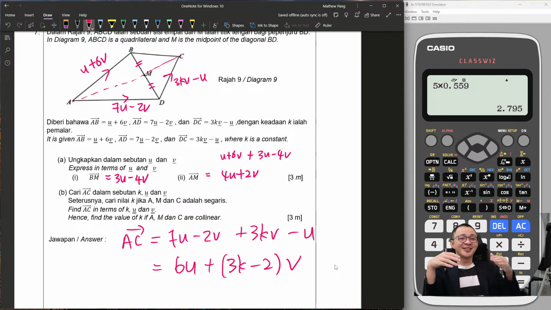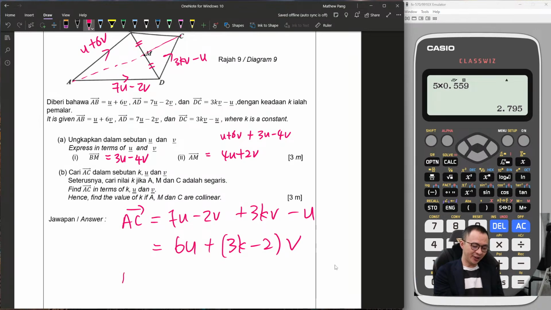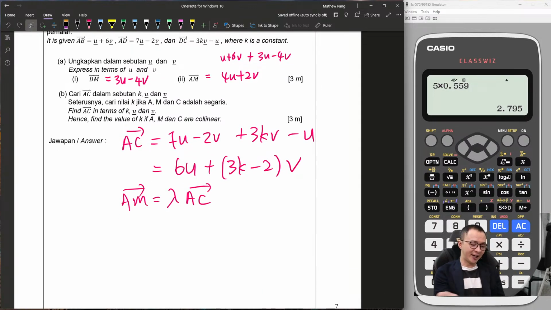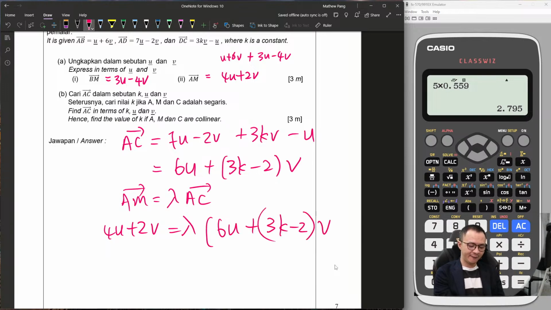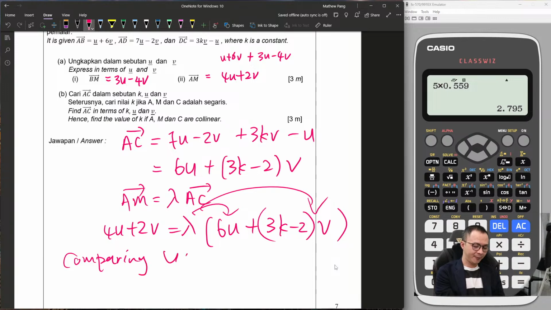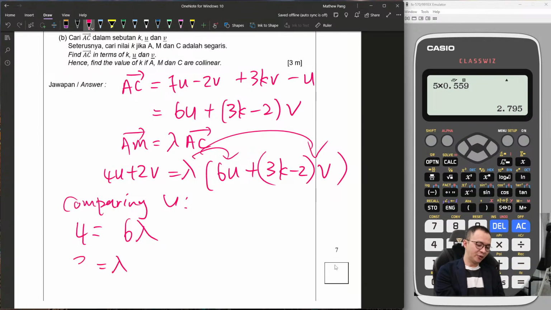Then if they are collinear, collinear means A, M, C fall on the same straight line, isn't it? Same straight line, we need to use the lambda form ourselves. Then I have the AM, right? I say AM equals lambda of AC. Then I find the lambda and find the K. So AM is 4U plus 2V. Lambda times 6U plus 3K minus 2 V. Okay, then multiply lambda into both. So I compare the U. 4 should equal 6 lambda, isn't it? Then lambda will be 2/3.